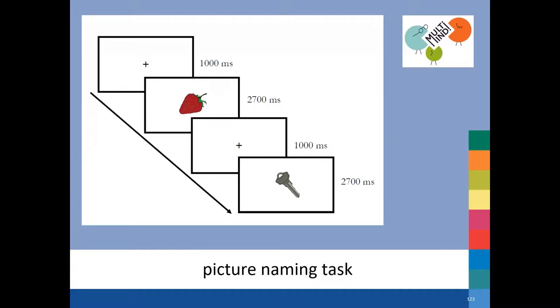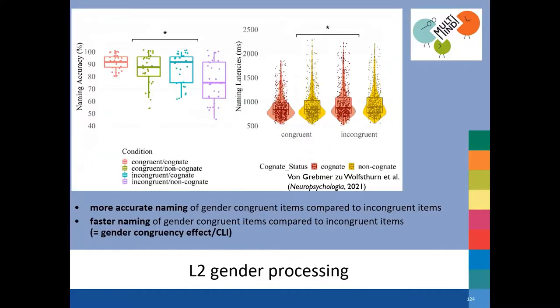So either there was correspondence, or there was a mismatch between the genders. She also manipulated the cognate status of the distractor words. I will not go into this. She also found very nice effects of cognates.